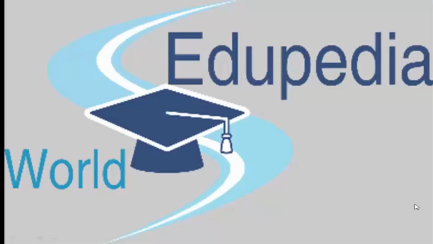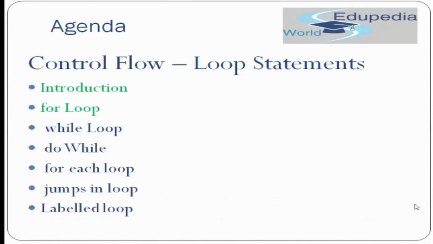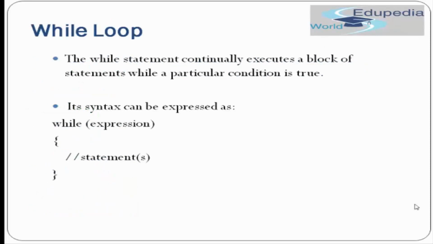In this tutorial, we are going to continue with our loop statements. So far we have covered introduction to loops and for loop. So let's begin. A while statement continually executes a block of statements while a particular condition is true. Its syntax can be expressed as while, then we have expression, that is a condition, and then we have statements. So we'll see in detail how it works.